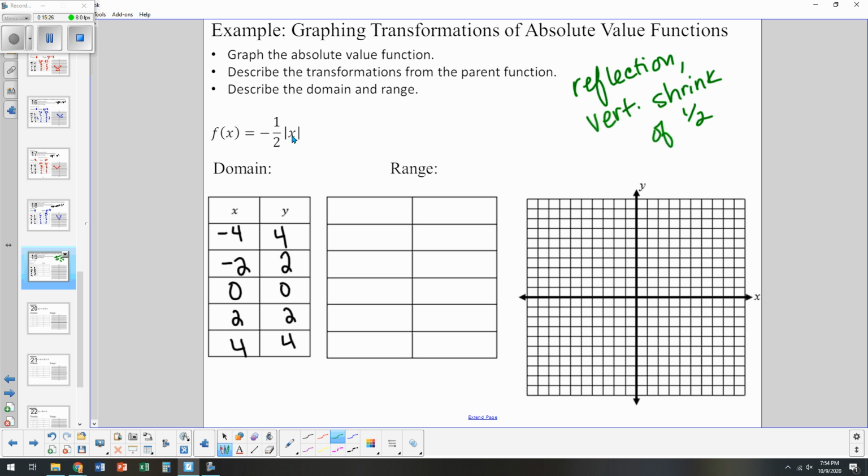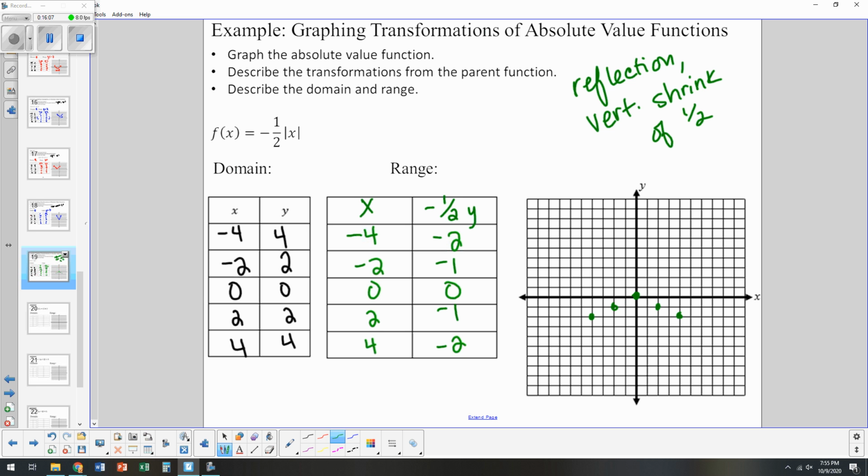So again, nothing's happening inside the bars, so x gets to stay the same, but I'm going to multiply y by both the negative and the 1/2. So negative 1/2 y. So I'm going to keep all those x's, but now I'm going to do negative 1/2 times this. So negative 1/2 times 4 is negative 2. Negative half of 2 is negative 1, right? Anything times 0 is 0. Negative 1/2 times 2 is negative 1, and then we get negative 2. So now I have negative 4, negative 2, negative 2, negative 1, 0, 0, 2, negative 1, and 4, negative 2.